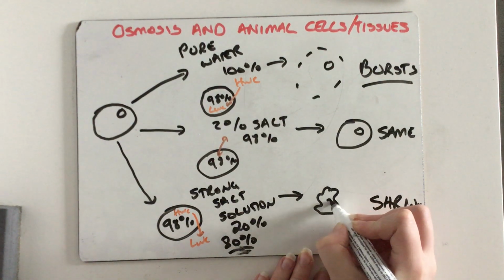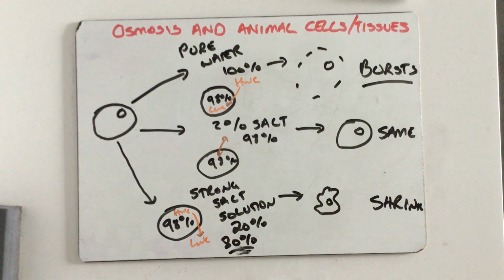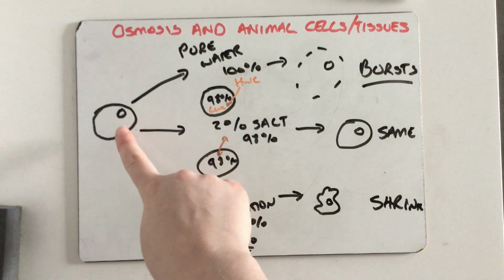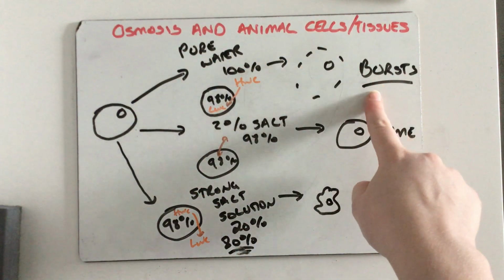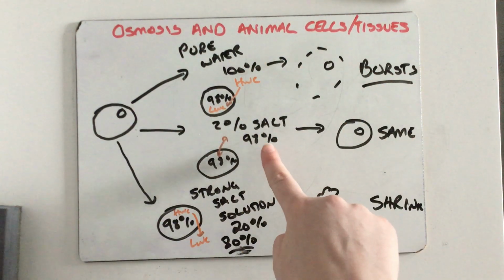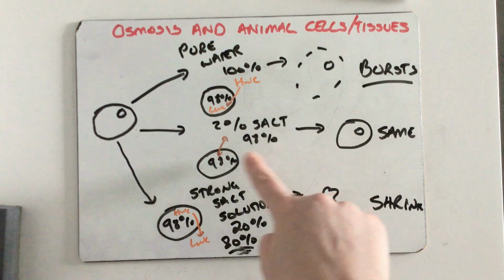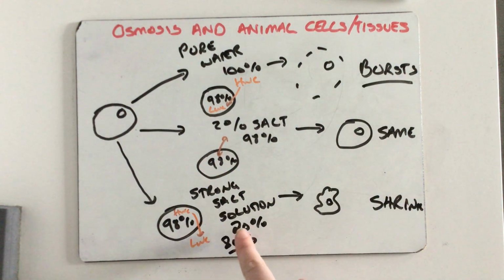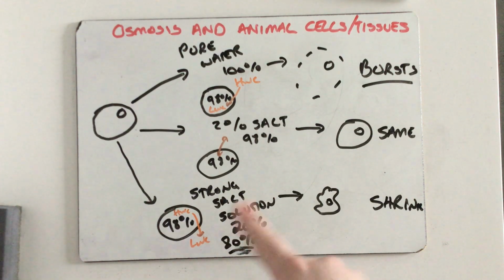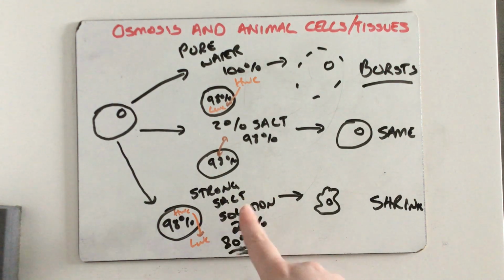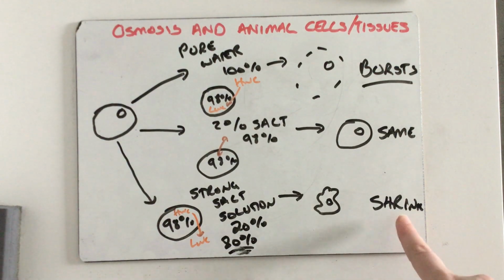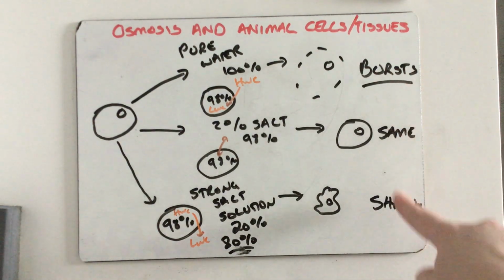So the main thing to remember here is in osmosis in animal cells, if you place an animal cell into pure water, then it will burst. If you place it in something that's the same solution concentration as the inside of the cell, it'll stay the same. And if you place an animal cell in a strong salt or sugar solution that has a higher concentration of salt or sugar than the inside of the cell, water will move out and it will shrink. So you need to remember to use the words shrink and burst for animal cells.